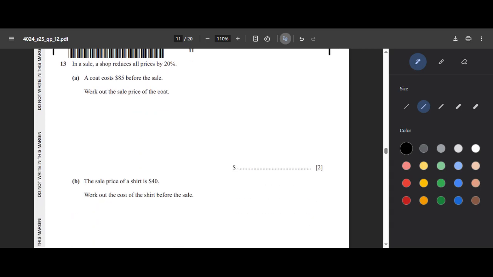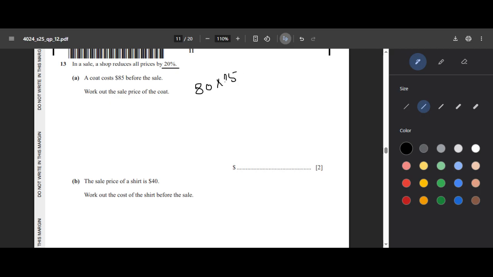Now, for the next question, this is question 13. In a sale, a shop reduces all prices by 20%. A coat costs $84 before the sale. Work out the sale price of the coat. Now, there is a 20% reduction. This means that if the price is 100, then that will become 80. Similarly, we will multiply by 80%.